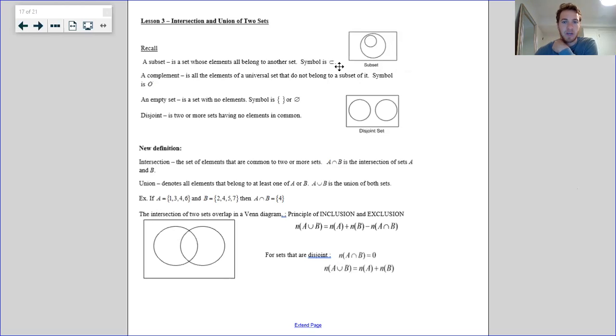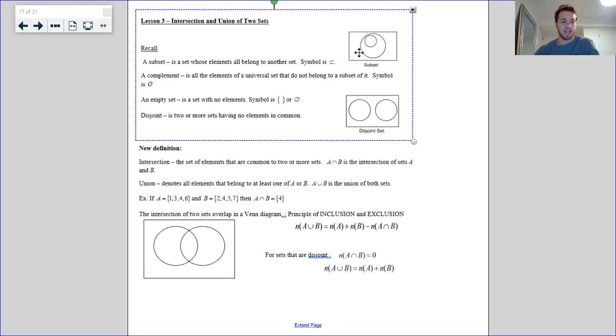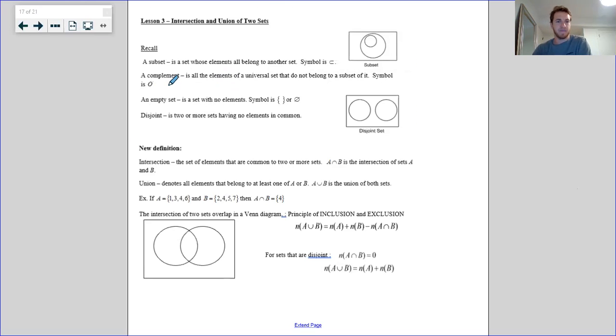The symbol is that weird looking C. A complement is all the elements of a universal set that do not belong to a subset. An empty set is a set with no elements. So remember that you have that empty bracket. Remember, we write complement like this. If you have the complement to a subset of A, remember you just put the apostrophe there. So that's a complement. Disjoint is 2 or more sets having nothing in common.